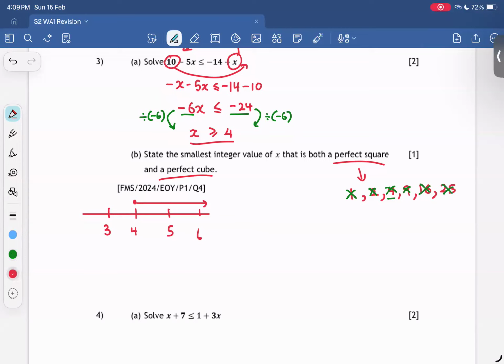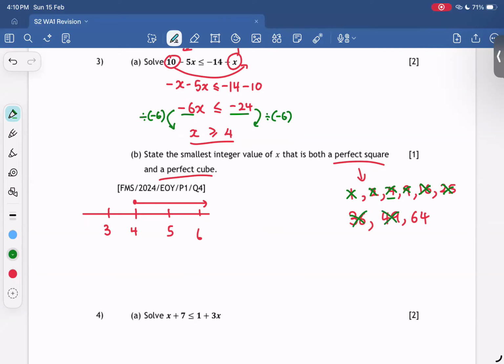We still have actually a lot of numbers. After 25 is 36, and then we got 7 times 7 is 49, and 8 times 8 is 64. So let's try these three. Let's cube root 36. I get a long decimal. Cube root 49, also cannot.